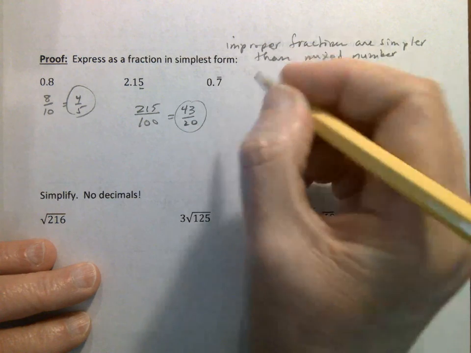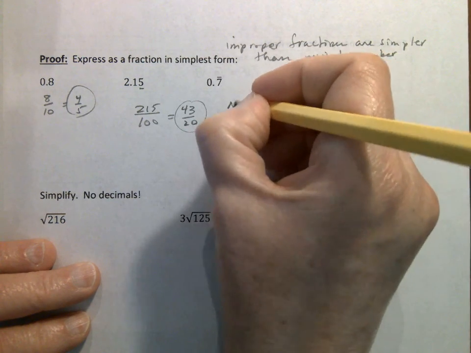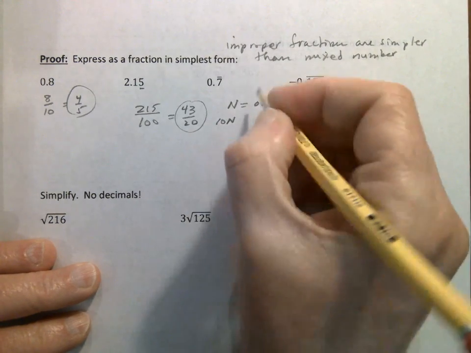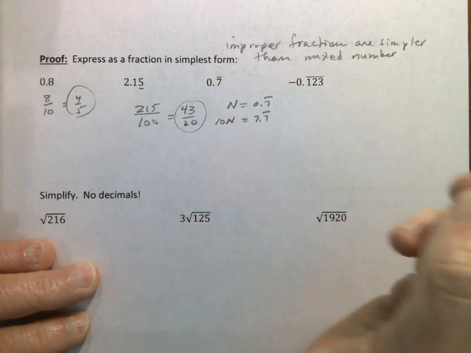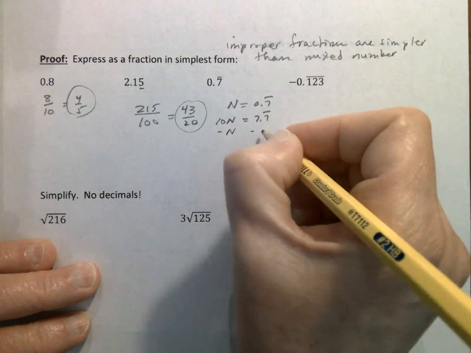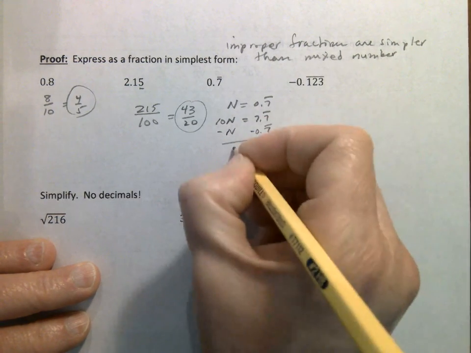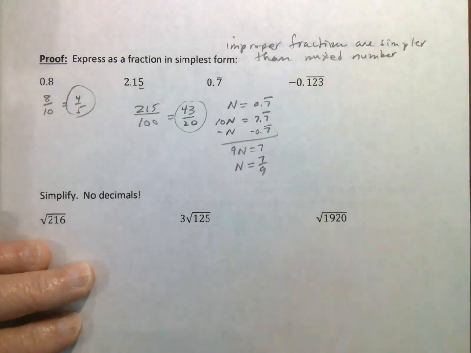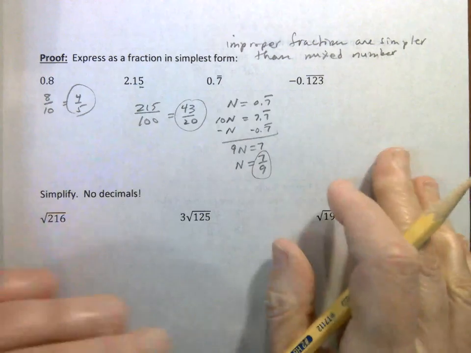This one, we looked at these yesterday, or the last lesson. So if I have n is equal to 0.7 repeating, I would do 10n is equal to 7.7 repeating. I would subtract my n. I get 9n equals 7, so n is equal to 7/9. Okay, that one we worked on the last lesson.